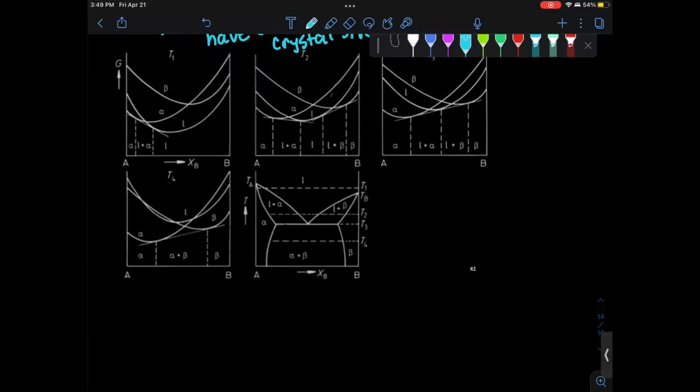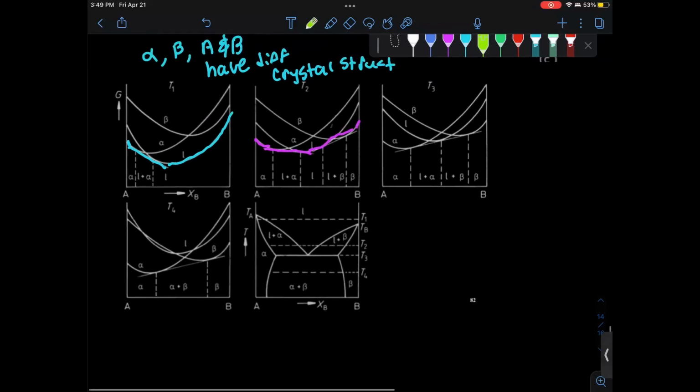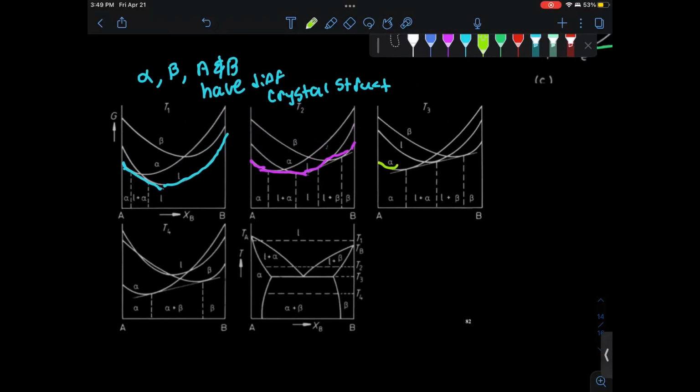Now here, I see at T1, we must have just a tiny bit of A, and then an equilibrium, and then all liquid. At T2, we have a little bit more of A, we have an equilibrium, we have a tiny bit of liquid, we have an equilibrium, and then we have B. At T3, we have A, then we have an equilibrium between all three at the same time, then we have B. If we have equilibrium between all three, this is what we can call a eutectic point.